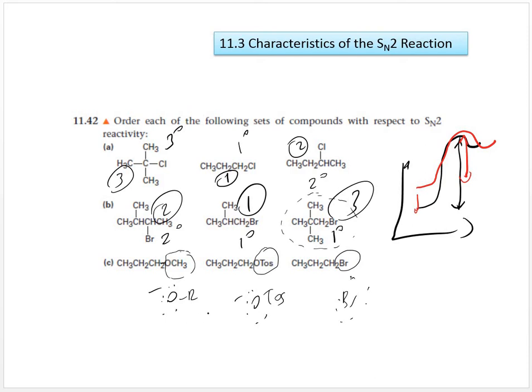So let's compare. This is one of the worst leaving groups, right? Highly basic. So it's going to be number 3. This is the best leaving group, number 1. Bromide is the second.